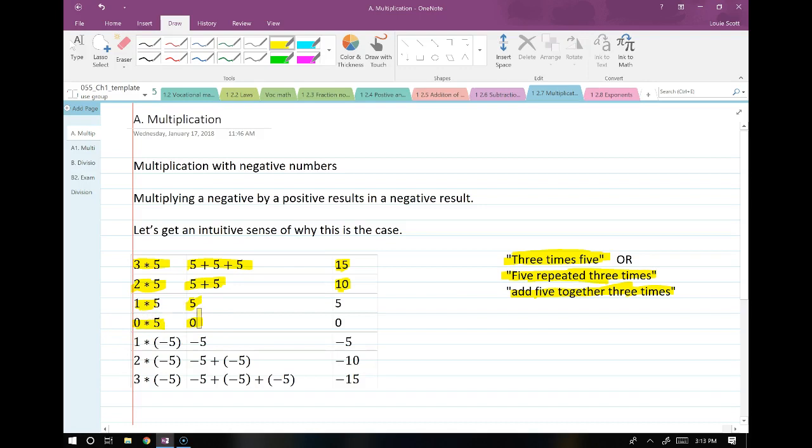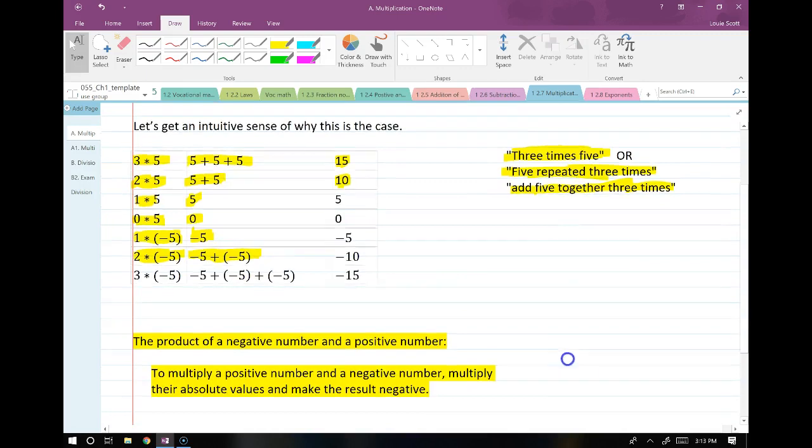But now if I say 1 times negative 5, in the way that we've just been thinking about it, that's saying add negative 5 together with nothing. So that's what we've done in this line. But when we say 2 times negative 5, they say add negative 5 together twice, right? And so that's one of the reasons why when we multiply by a negative, we end up with a negative as a result. Because what we're really saying is add that negative number together that many times. So that's one way to look at multiplication by negative numbers.